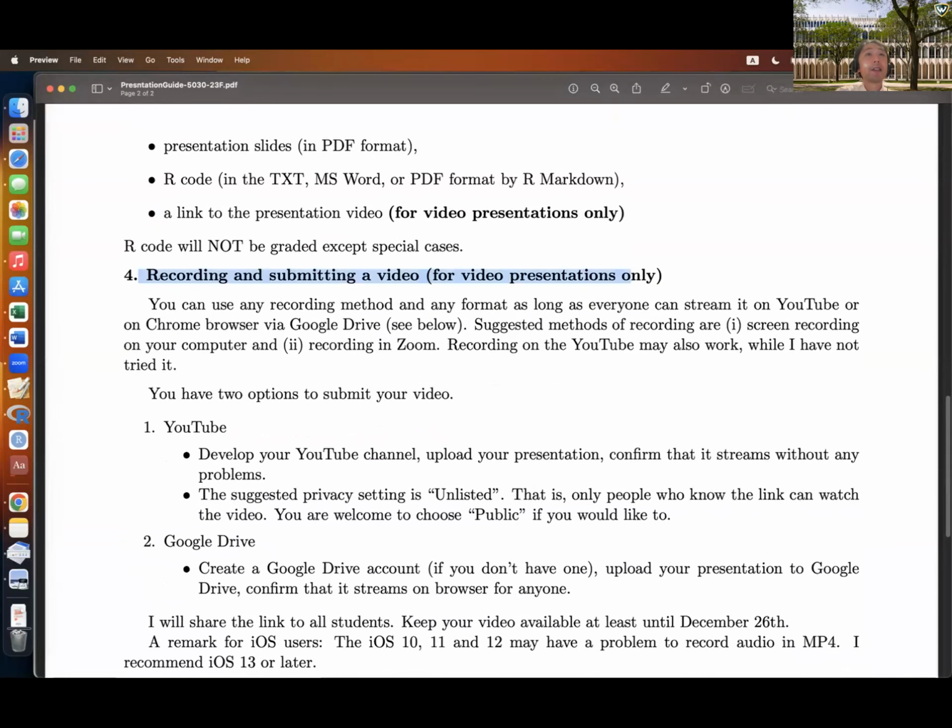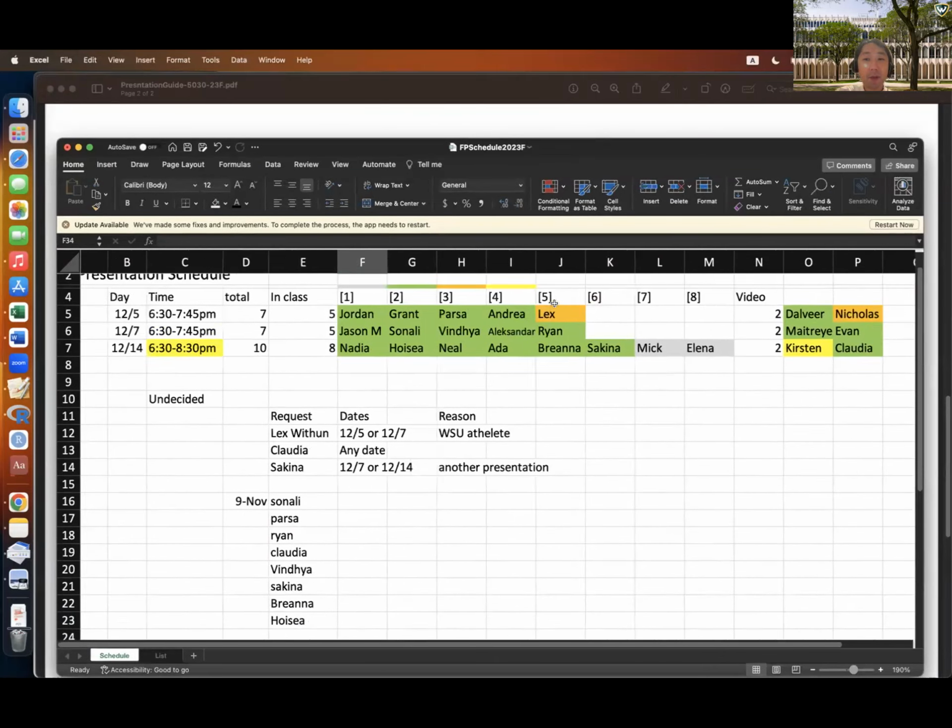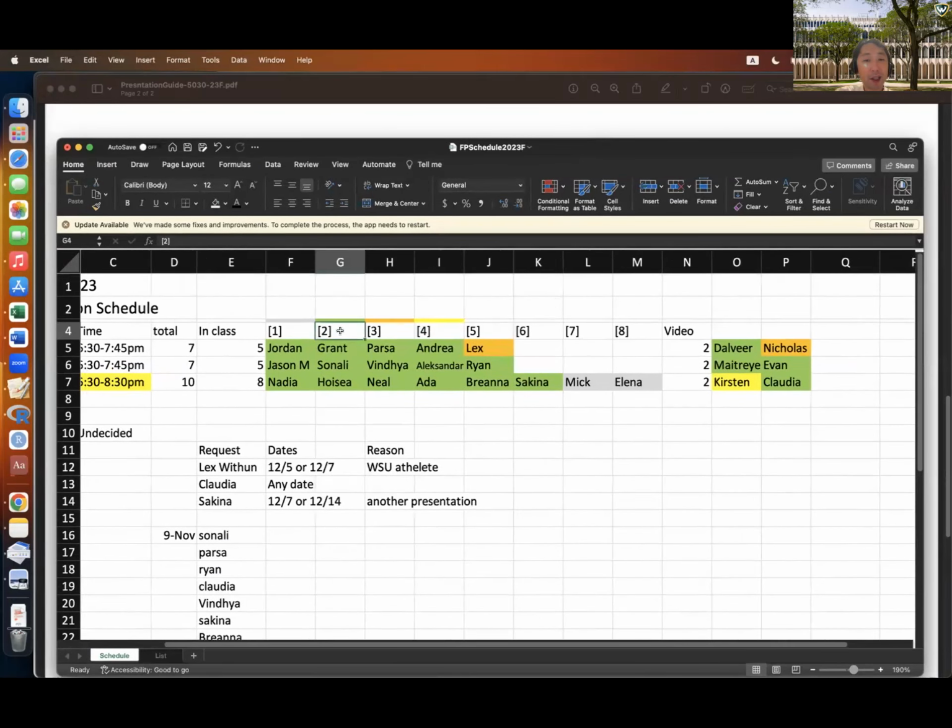And for video presentations, I think most of you can present in class on Zoom. But you can see here that some of you have to make video presentations because I cannot really accommodate all presentations in class. So the Dalber, Nicholas, the Maitri, and the Evan, Kirsten, Claudia. So that you have to make video presentation.